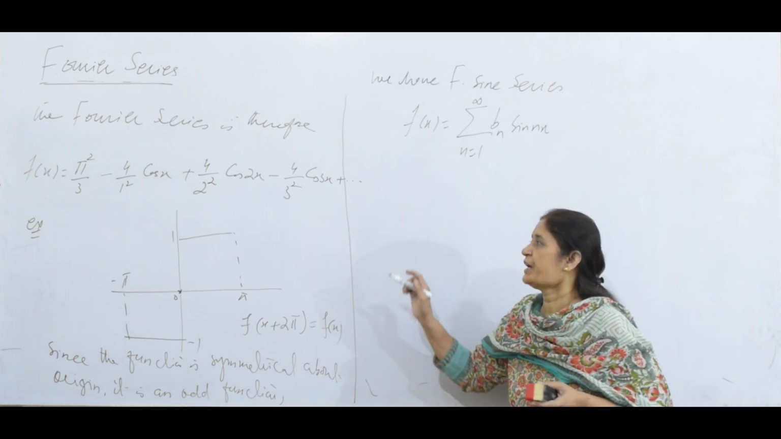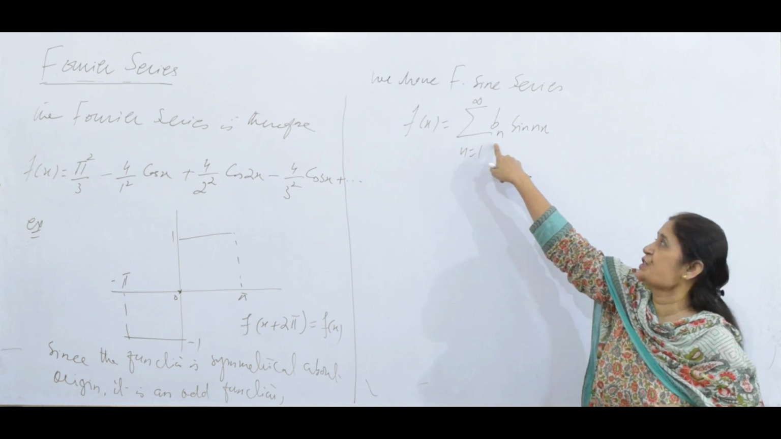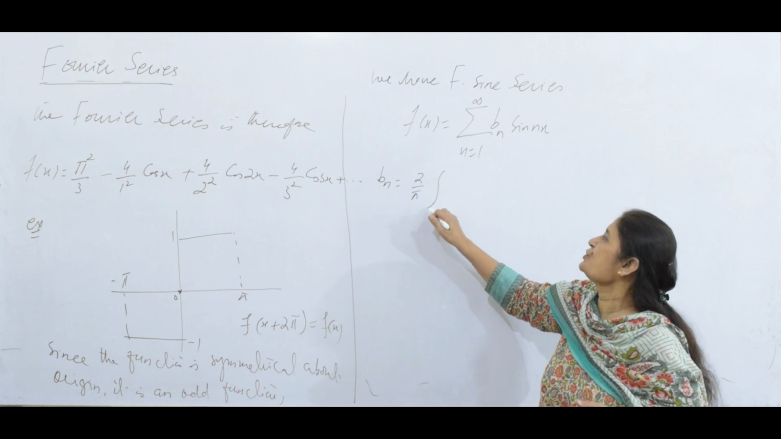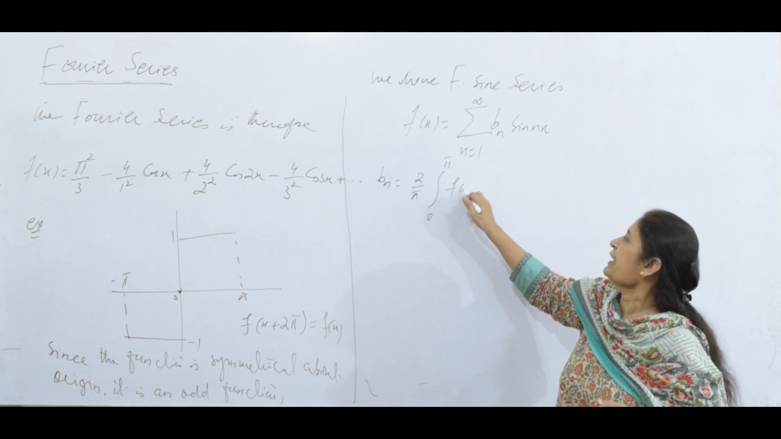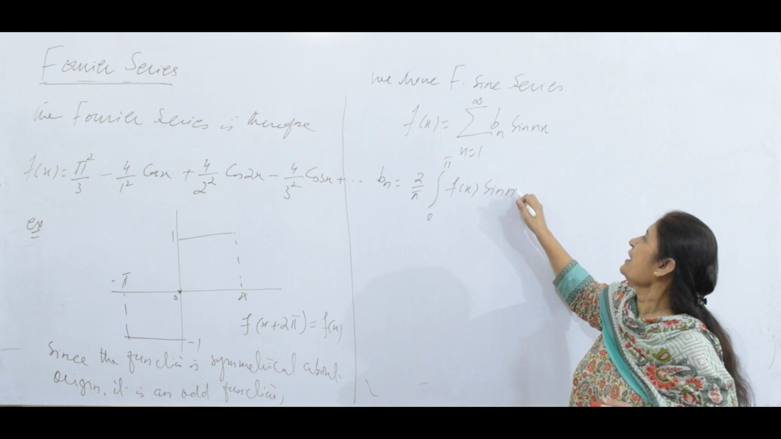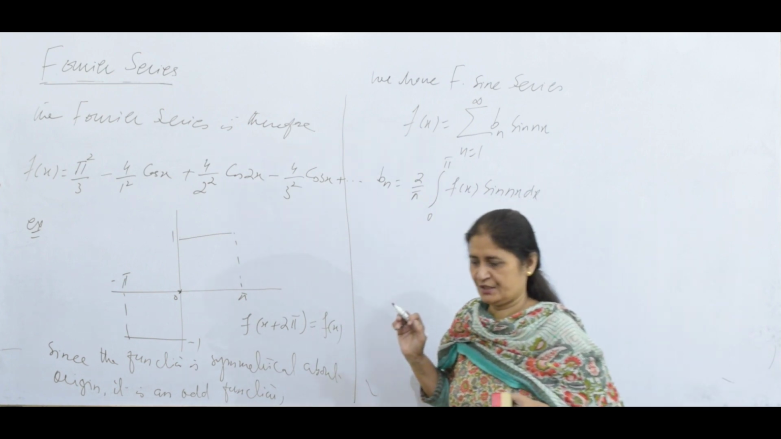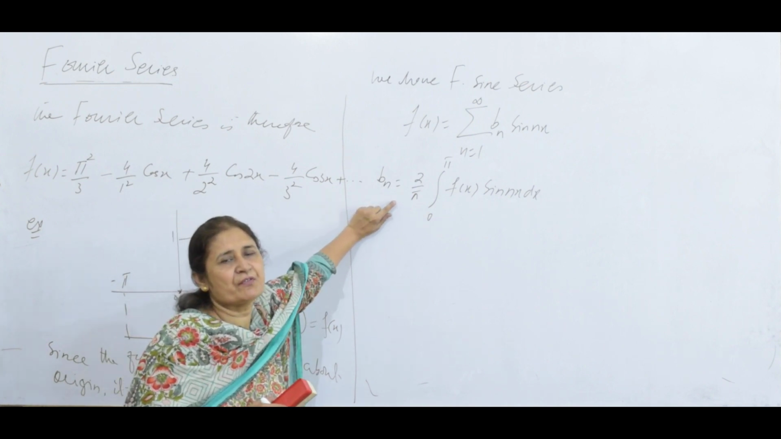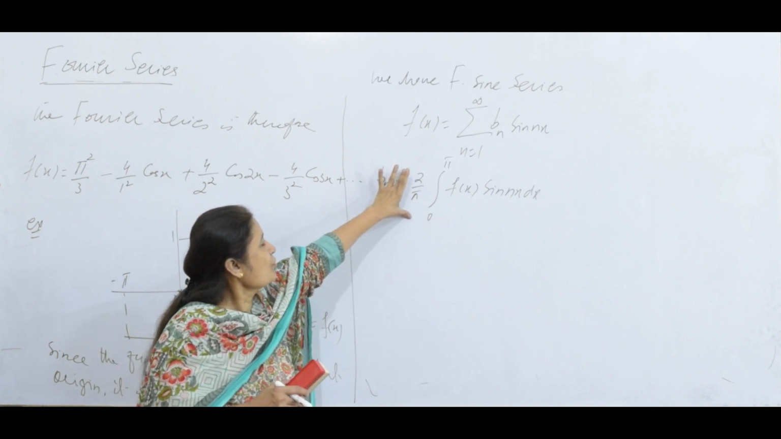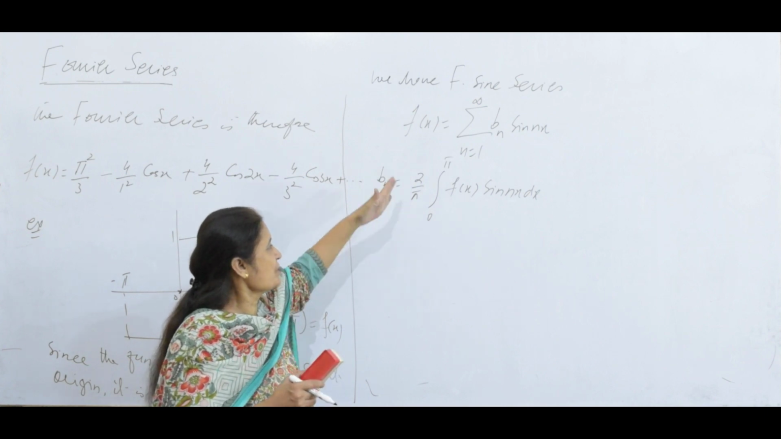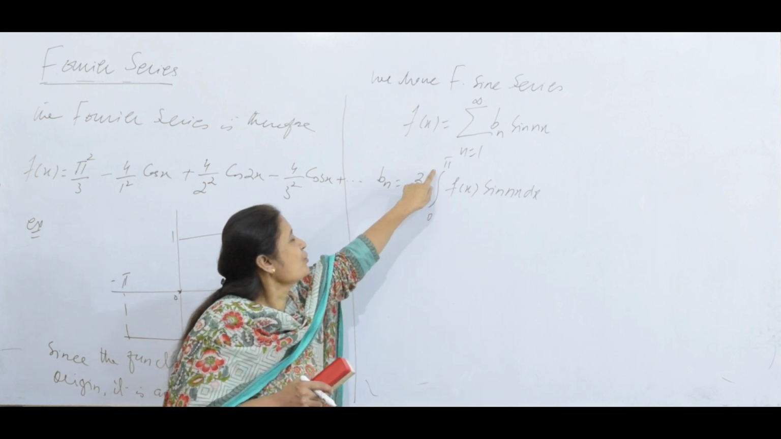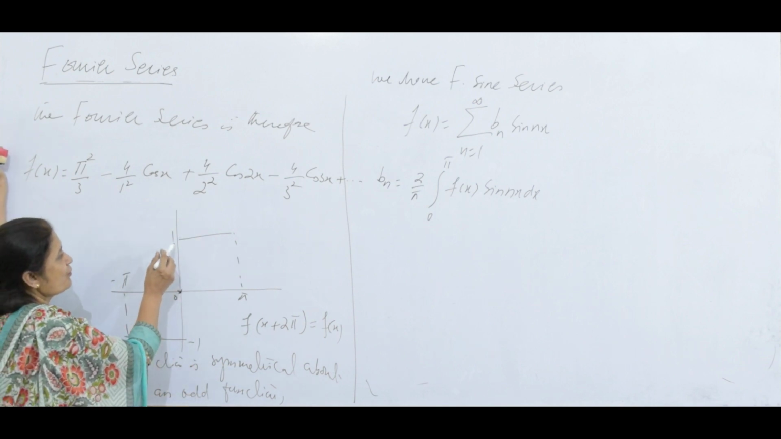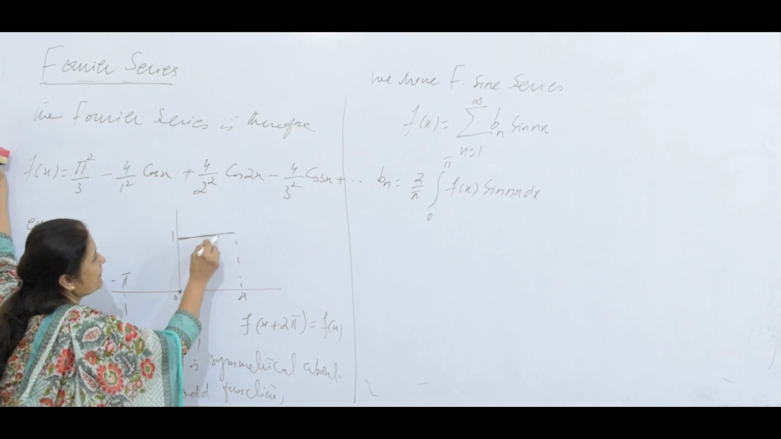For odd function, we have to calculate only one coefficient, which is bn. Bn will be 2 by pi 0 to pi, f of x sine nx dx. So we have to calculate only one coefficient when the function is odd. Formula is like this by using the properties. 2 by pi, 0 to pi. Now 0 to pi, look at the graph. 0 to pi, the function is 1.